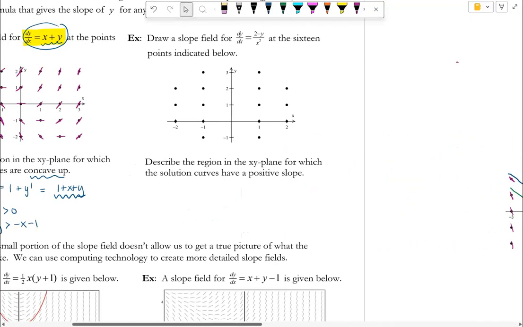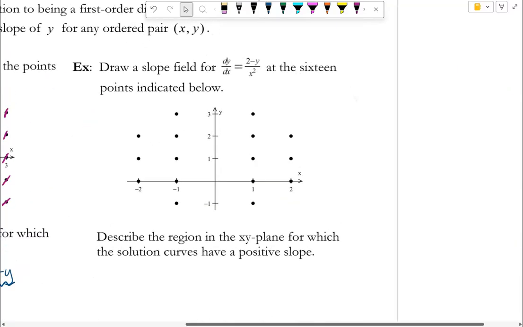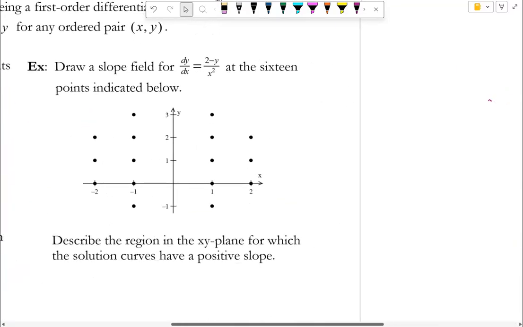All right, let's look at one more example. And again, it really helps me to make this little table. This one's a little less tedious. So in our second example, our differential equation is 2 minus y over x squared. And so notice that we don't have a point everywhere on our graph. We have 16 points indicated below.